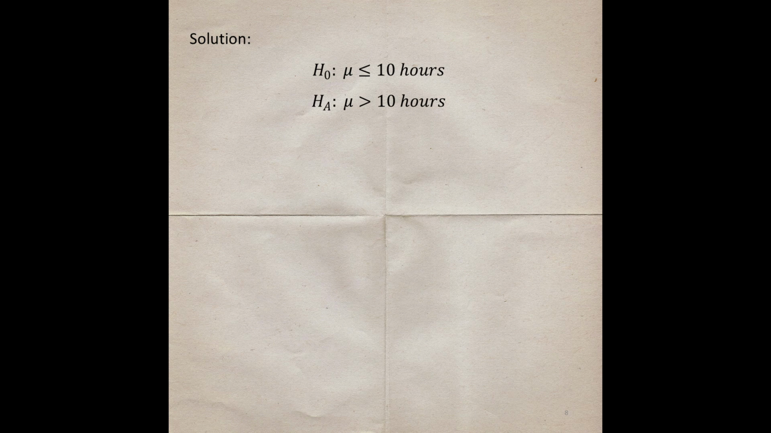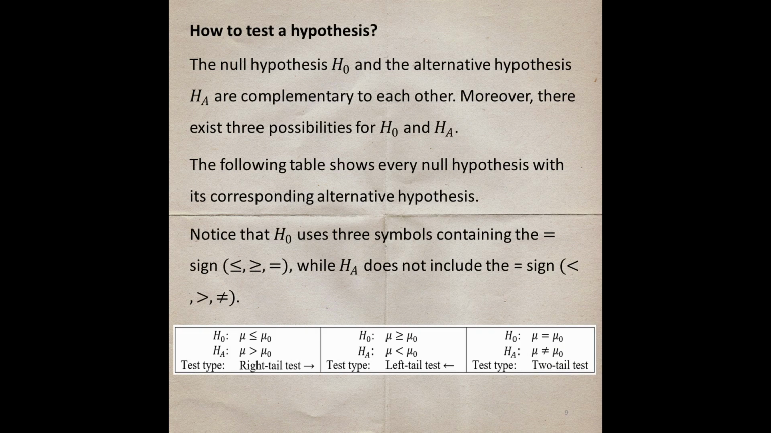H0 states that mu is less than or equal to 10 hours. HA states that mu is greater than 10 hours. Having defined the null and alternative hypotheses, how to test a hypothesis? Recall that the null hypothesis, H0, and the alternative hypothesis, HA, are complementary to each other. Moreover, there exist 3 possibilities for H0 and HA, as shown in this table.